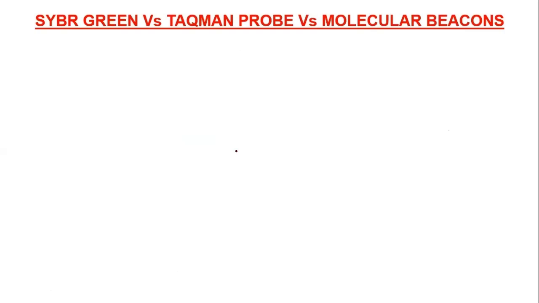Any RNA is very unstable, so we have to convert it into a cDNA and then we have to do a real-time PCR after the RT-PCR is done. So RT-PCR means a reverse transcription is done, after which cDNA is made. And from that cDNA, you can do a real-time PCR.